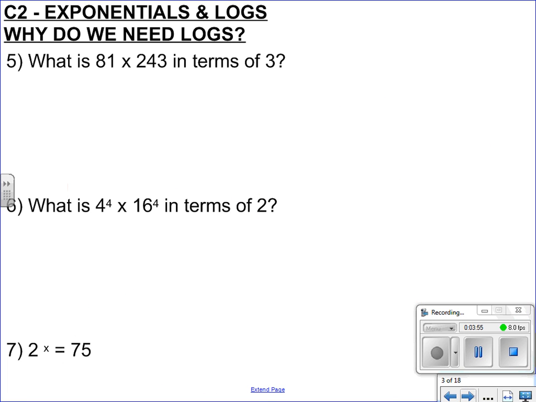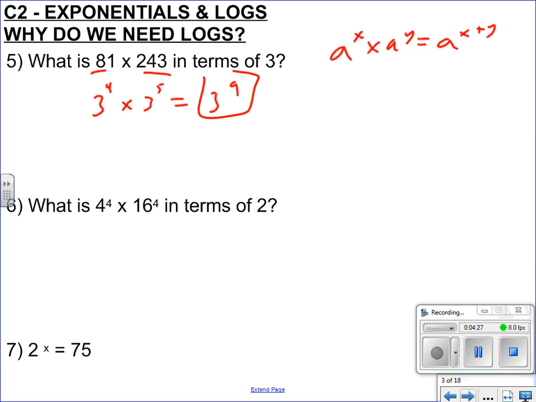Next, let's see if we can go a bit further than this then. What's 81 times 243 in terms of 3? 81, as you know, is 3 not cubed, because that makes 27. 3 to the power of 4 times 3 to the power of 5. And as you know, a to the x times a to the y, the powers add together. These are all important precepts to what we're about to do. So therefore powers add together is 3 to the 9. So you know 81 times 243 is 3 to the 9.